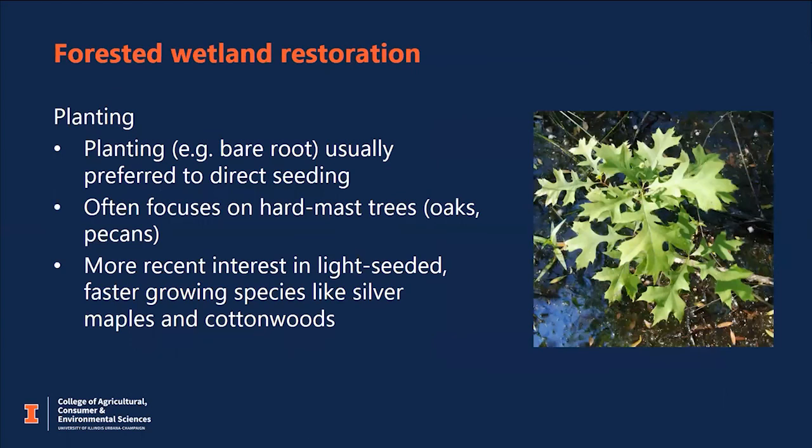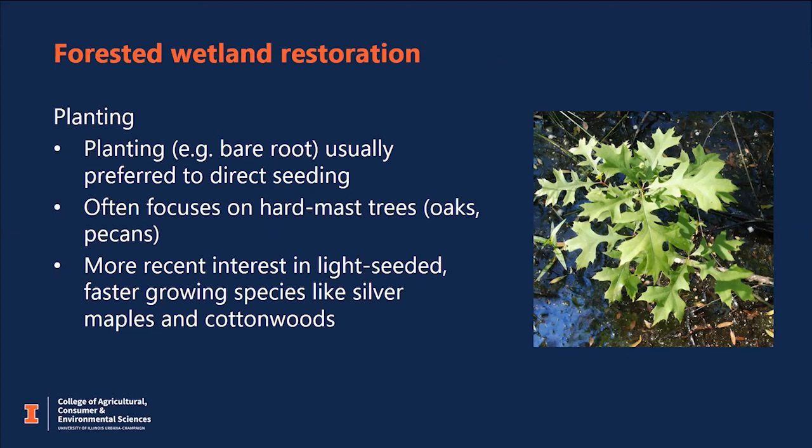Planting is also a concern for forested wetland restoration as well. It's usually recommended that seedlings be planted, for example, bare root seedlings, which is preferred to direct seeding. Directly seeded sites tend to have slow establishment of trees, and those very small seedlings, if they do germinate, need to compete with sometimes very competitive herbaceous plants that are often very dense.